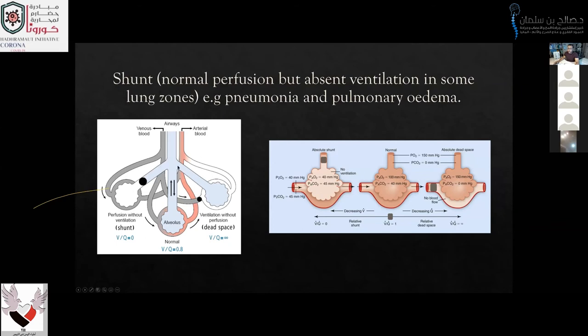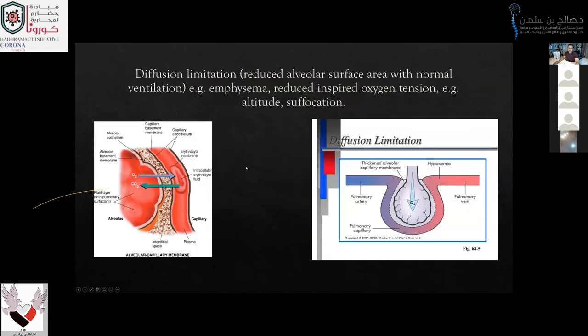The shunt: normal perfusion. There is a perfusion here, but here is a block, and here we get a shunt. Shunt: the airway is blocked, the blood works. The dead space: the venous blood is blocked, no blood goes out to the arterial side, but the ventilation is working very well. This is another diagram explaining the same thing, which is called absolute dead space. Diffusion limitation: reduced alveolar space due to pneumonia or fluid inside the lung, inside the alveolus.